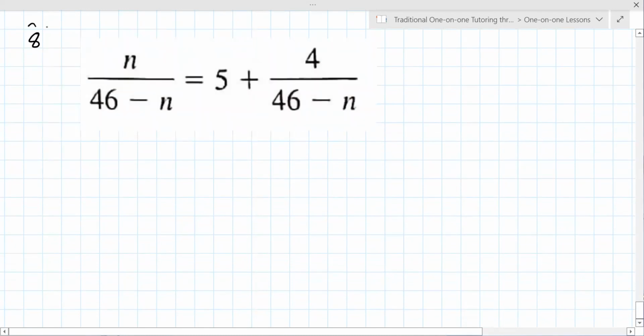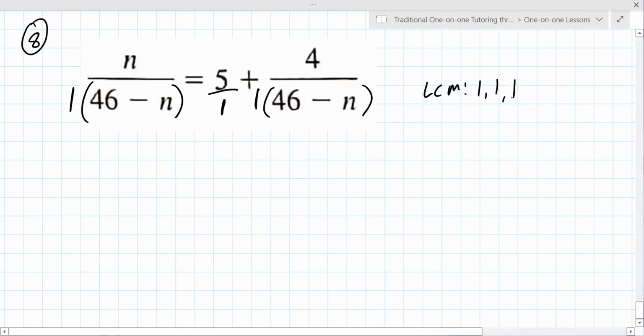Number 8. Just like in the previous problem, this 5 is really 5 over 1. It's a fraction. This time though, and I don't like that they gave you this one, it's kind of a weird binomial on the bottom. Binomial, it's got 2 terms. The number now is the number that's actually out in front, so it's the least common multiple of 1, 1, and 1 again, not this 46. There's implied parentheses in both the numerator and the denominator. So again, it's 1.